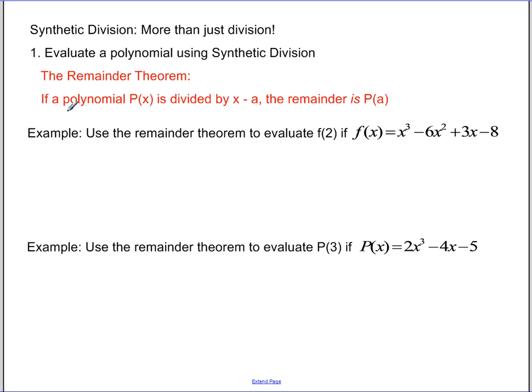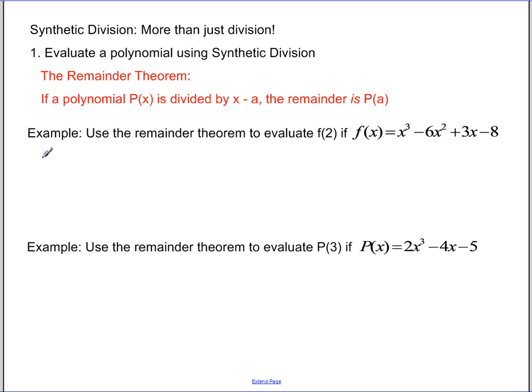This is called the remainder theorem rule. If a polynomial p of x is divided by some quantity x minus a, then the remainder is p of a. All right, so what does that mean? Well, in this case, we're asked to use the remainder theorem to evaluate f of 2 if f of x is the function x cubed minus 6x squared plus 3x minus 8.